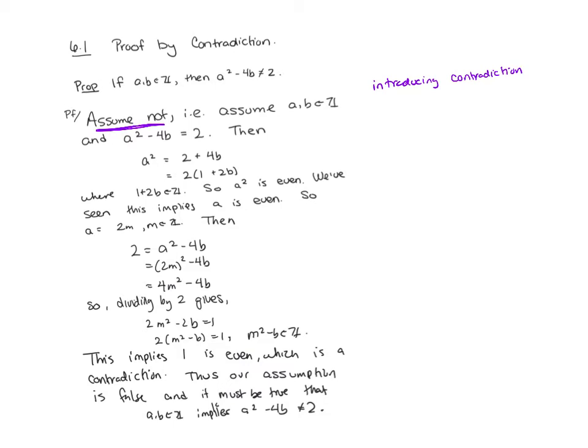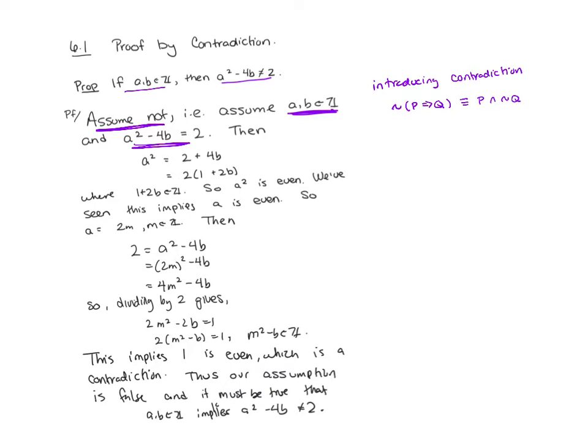So I'm assuming that it's not true that if a, b are integers, then a squared minus 4b is not equal to 2. So for that to be not true, then my hypothesis has to be true, but my conclusion has to be false. So right, the negation of P implies Q is P and not Q. And we'll see this more in section 6.2.